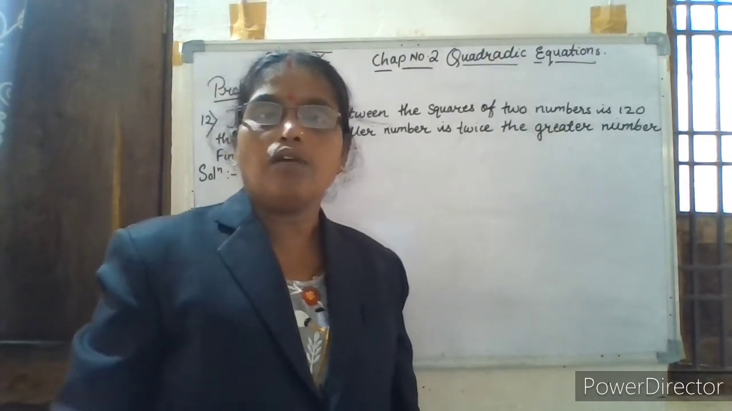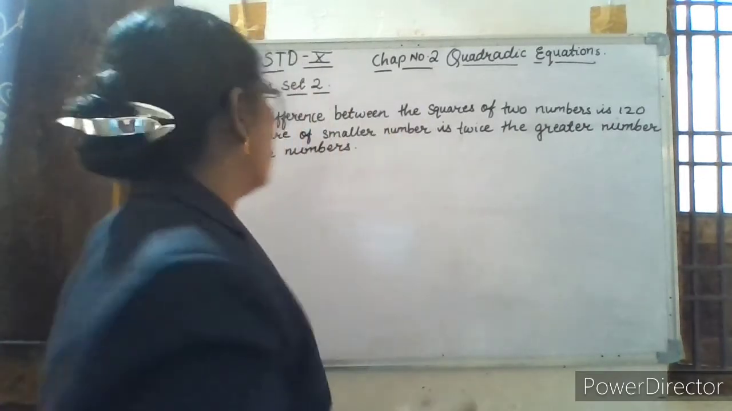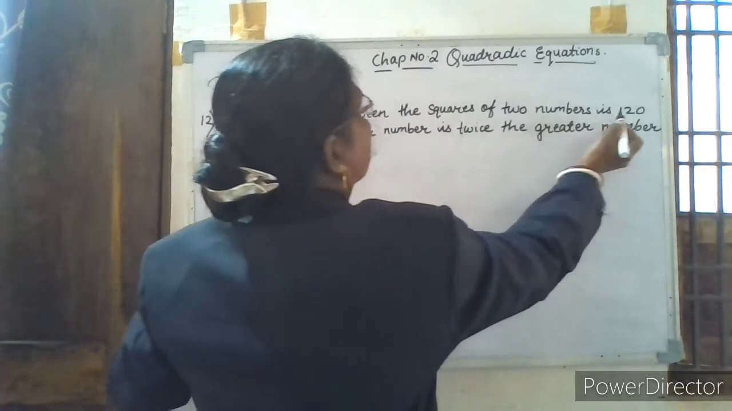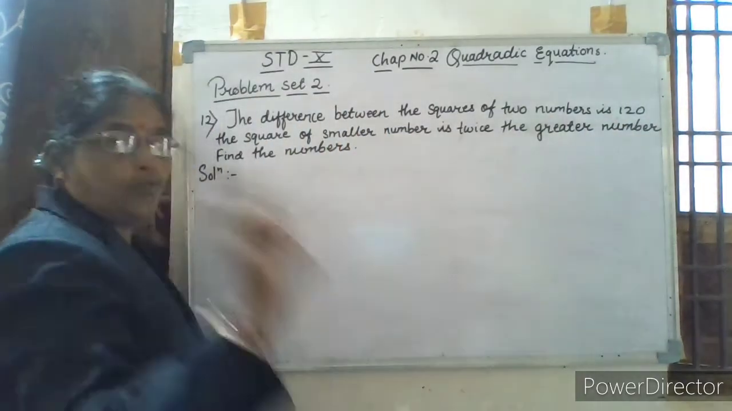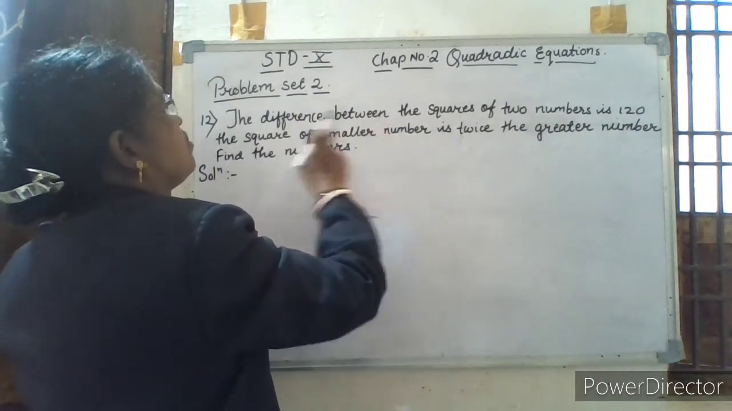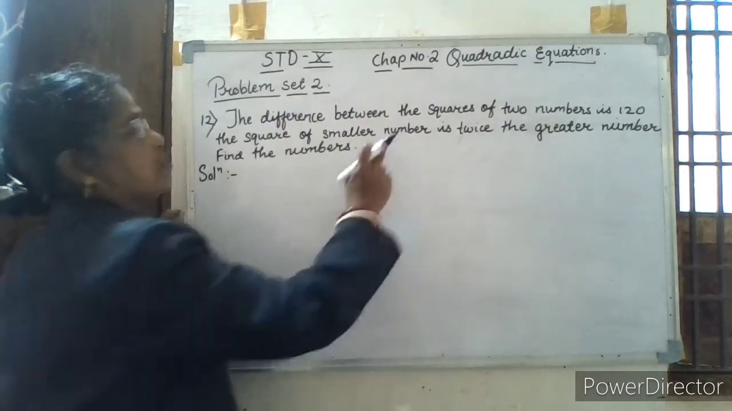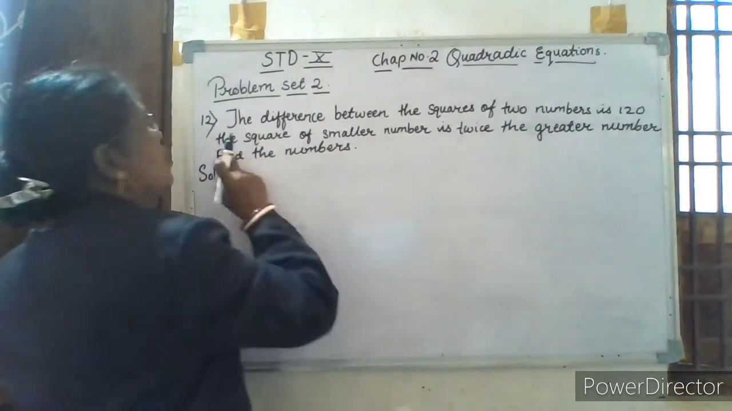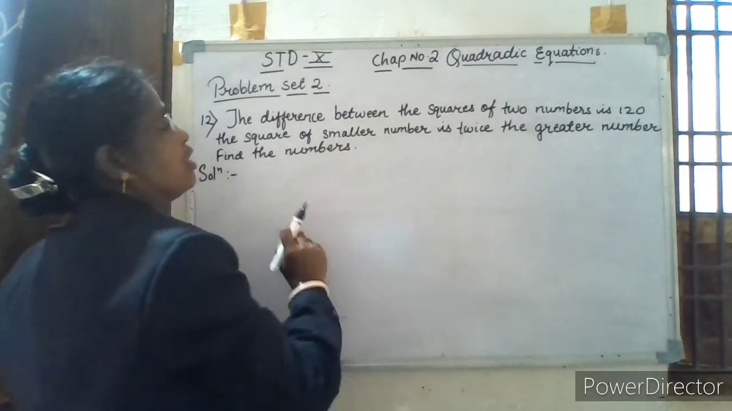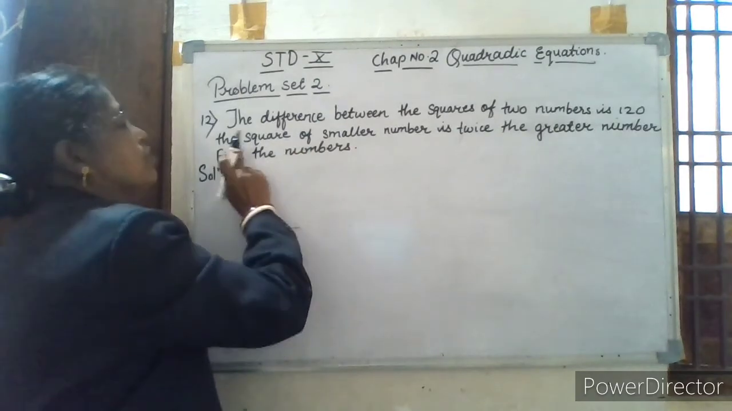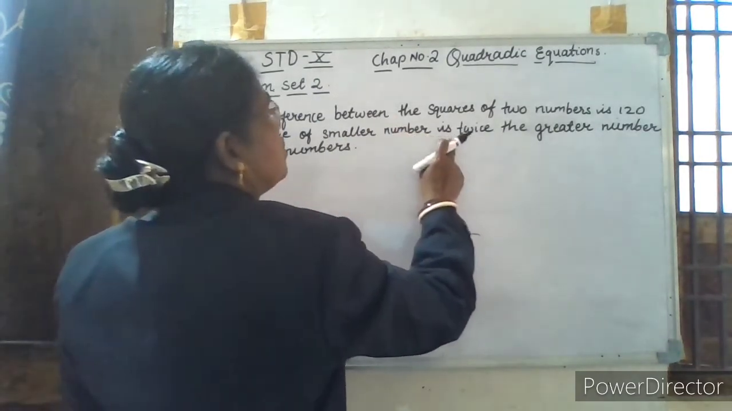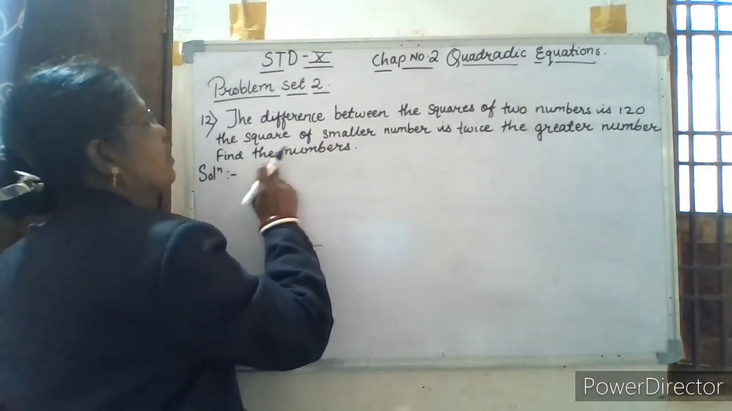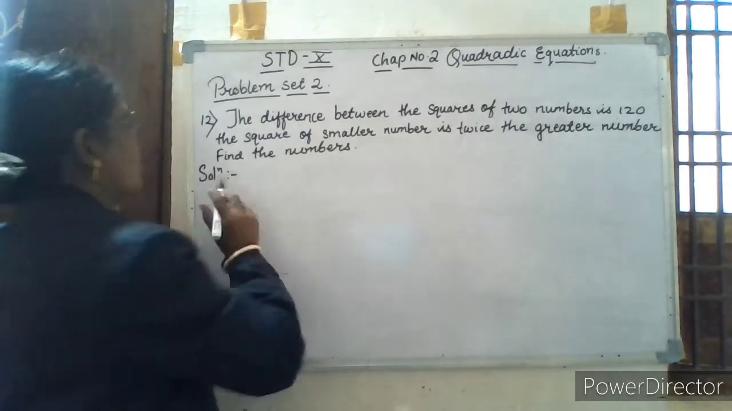Now we will start with the 12th question. The question is, the difference between the squares of two numbers is 120. The difference means if we subtract. The condition given is that the square of the smaller number is twice the greater number. So find the numbers. So let us take that.